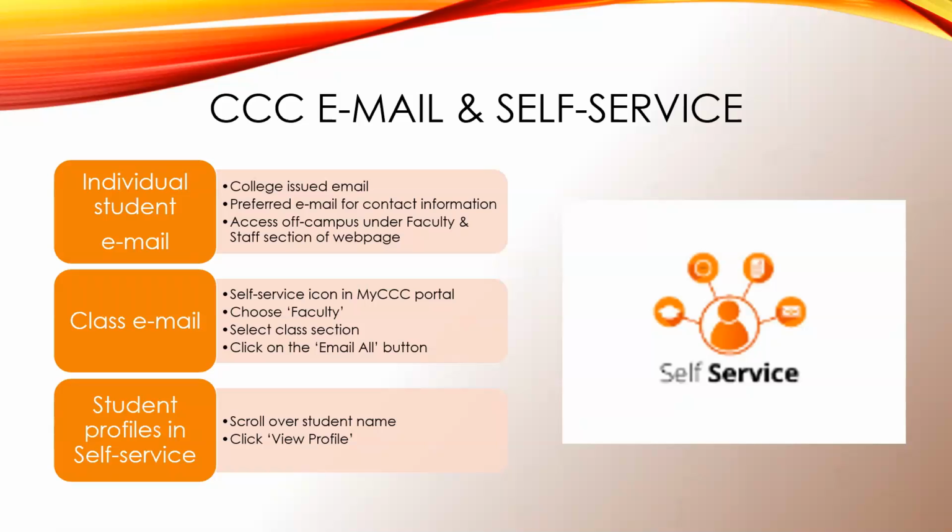Now, in that class roster that you see on self-service, there are student profiles. And if you scroll over a student's name and click View Profile, their information comes up as far as their college email, if you wanted to email them individually, and all the personal emails that they've used. It will tell you what email they used to fill out for their financial aid, what email they put on their registration form. So if you need to try and contact them, maybe they're not responding to the college email, you could try one of those emails, and it will also show whatever phone numbers they provided for the college.